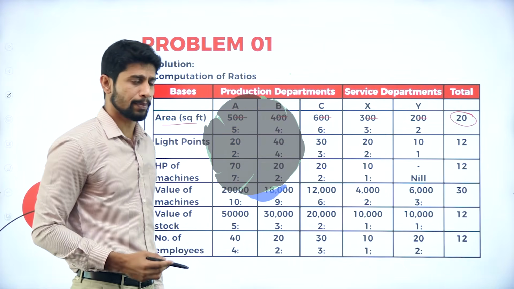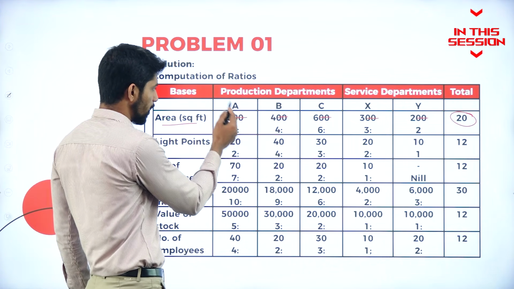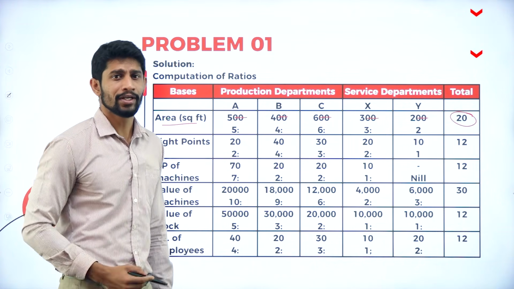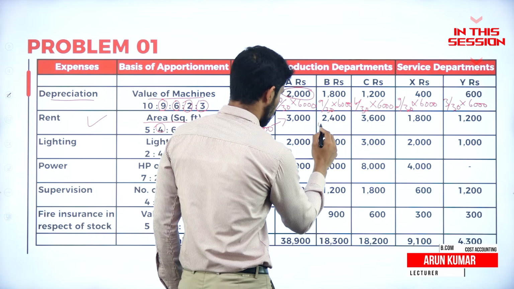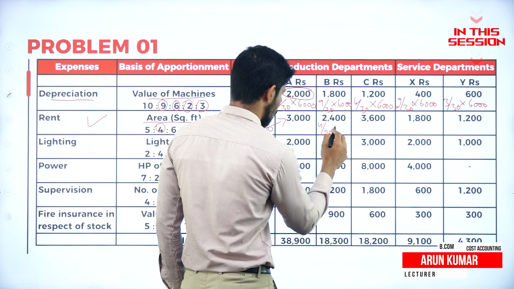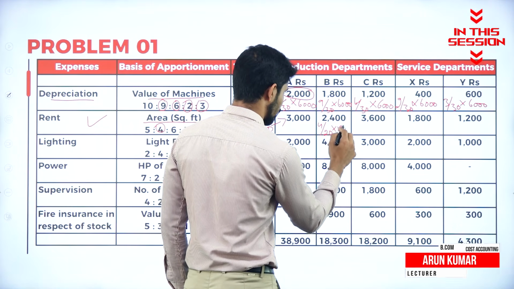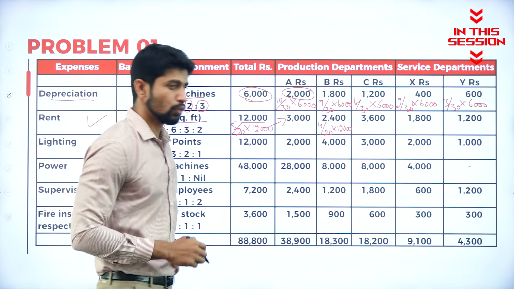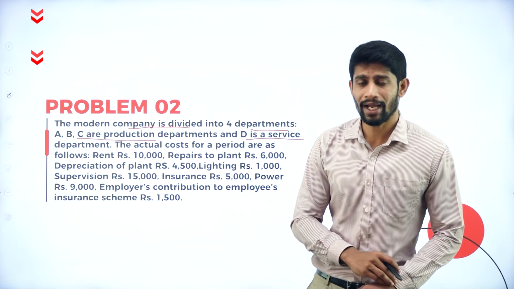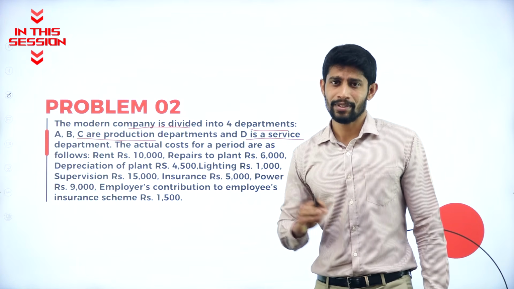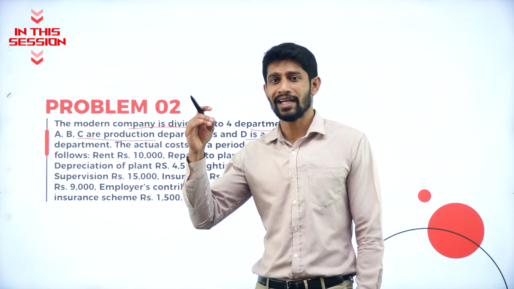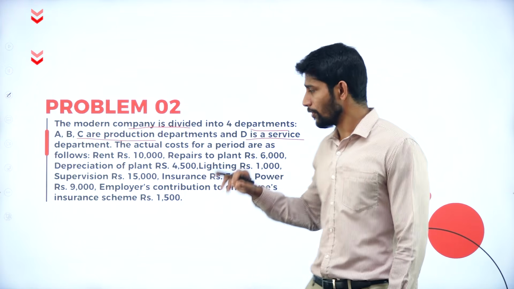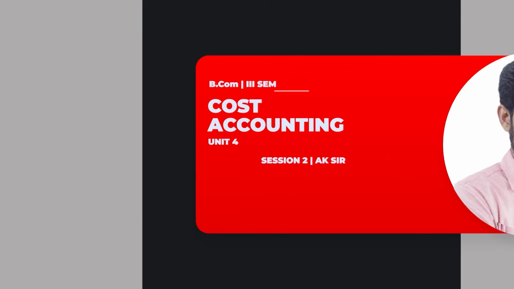If you are allocating any expenditure with respect to production department A, so 5 divided by 20 you are supposed to do. What is the ratio? 4. So 4 divided by 20 into 12,000. How much you'll get? 2,400. In this problem, we have only 4 departments, A, B, C. These 3 departments relating to production and C is relating to service department.